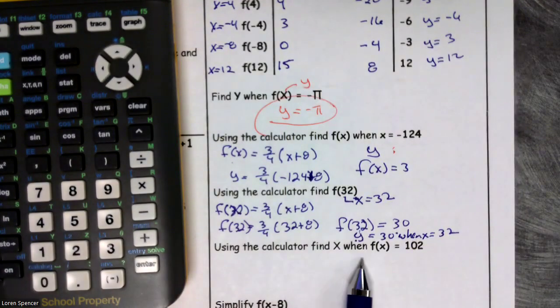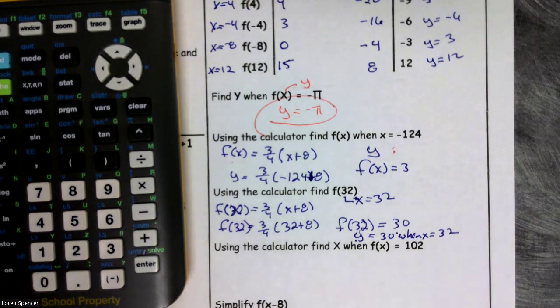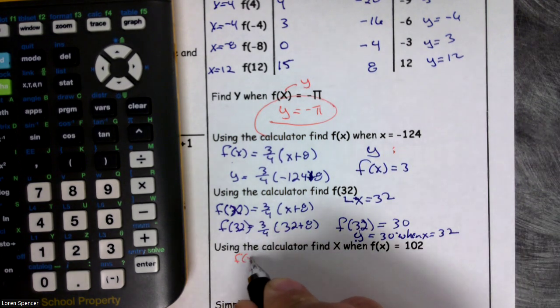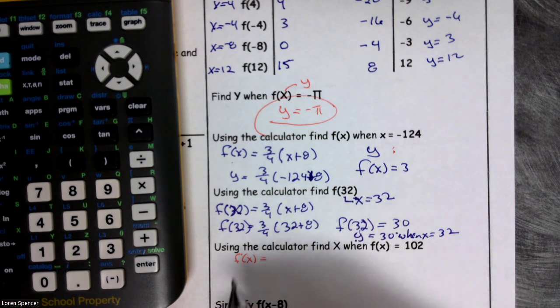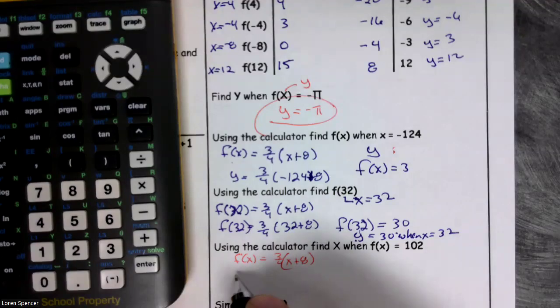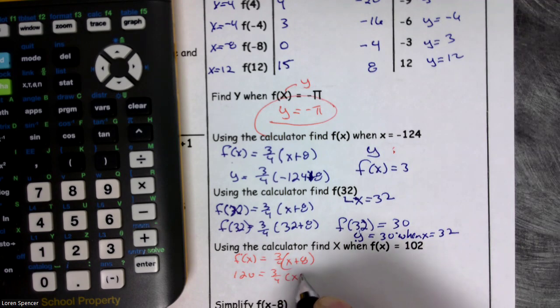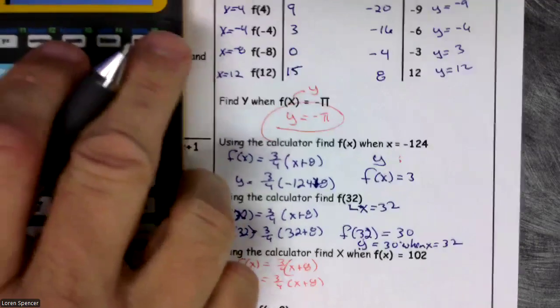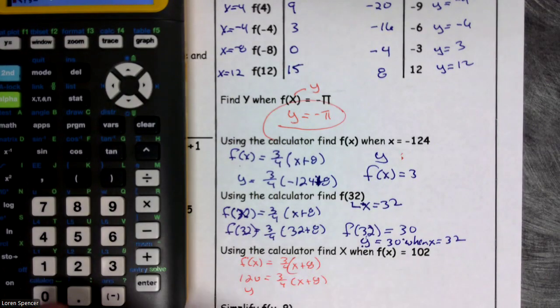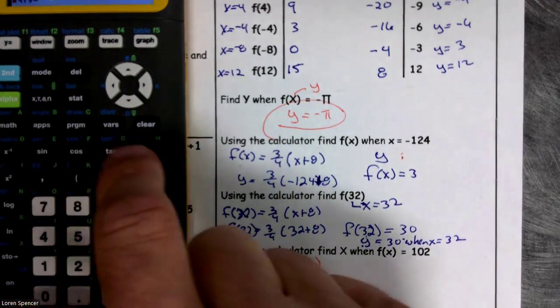Use a calculator, find x when f of x equals 102. All right, this is probably when you're going to want to use Desmos. So let's go ahead. They're telling us f of x equals 102. So f of x equals, and our equation is 3/4 x plus 8 in parentheses. And they're telling us 102 equals 3/4 x plus 8. So this is my y value. So I could just go to my table and I have y equals 3 divided by 4, parentheses, x plus 8, close them.